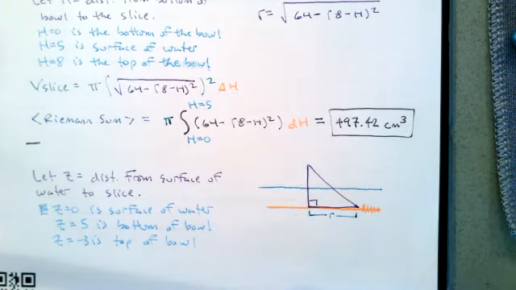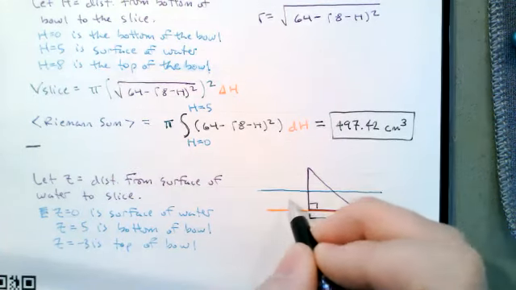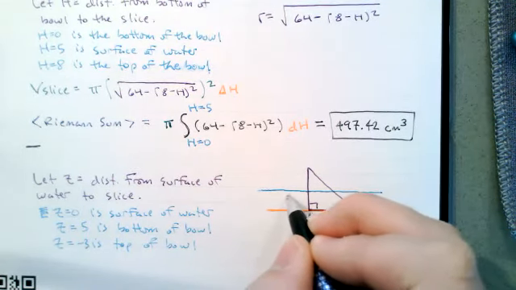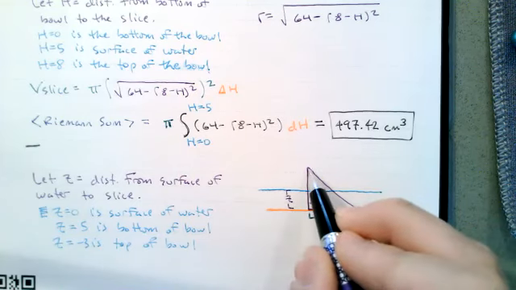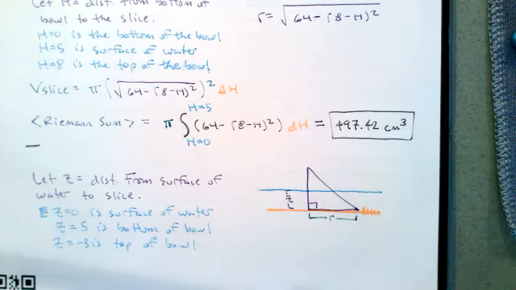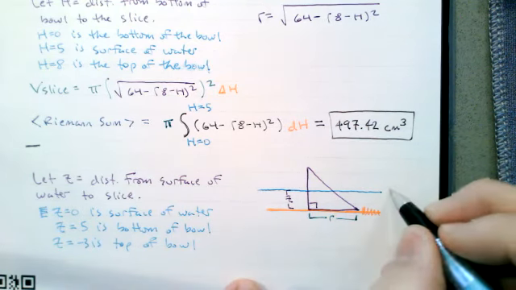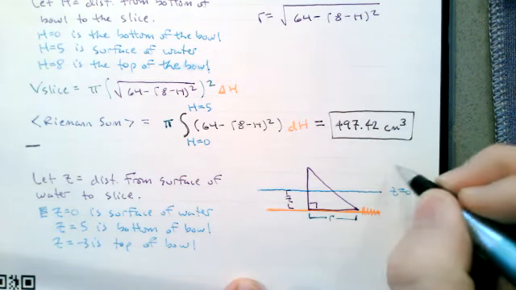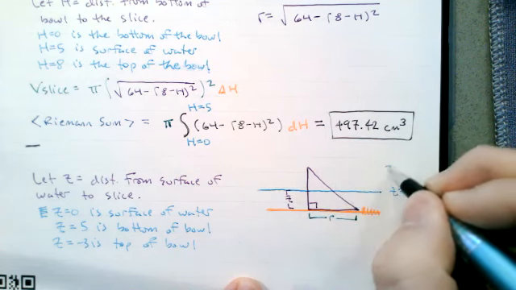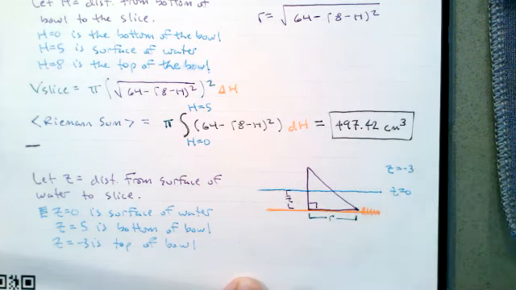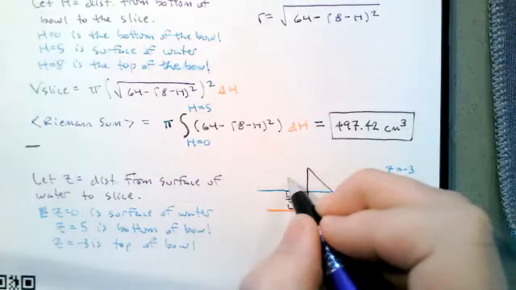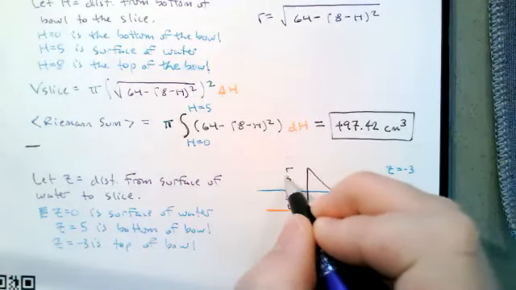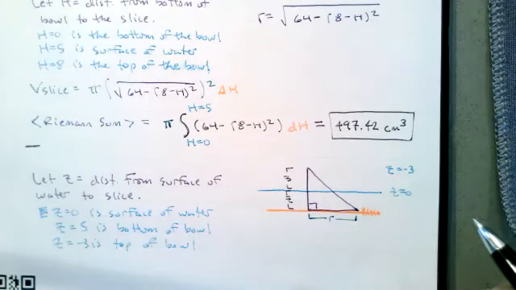Now my Z is the distance from the surface of the water to the slice. But I still need this leg up here. Since the surface of the water is at Z equals 0, and the top of the bowl is at Z equals -3, the distance from the surface of the water to the top of the bowl is 3. So the vertical leg of the triangle is Z plus 3.